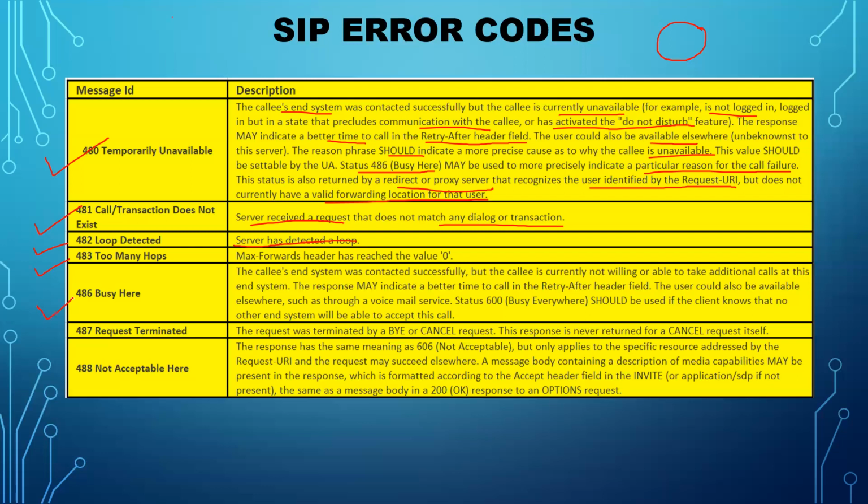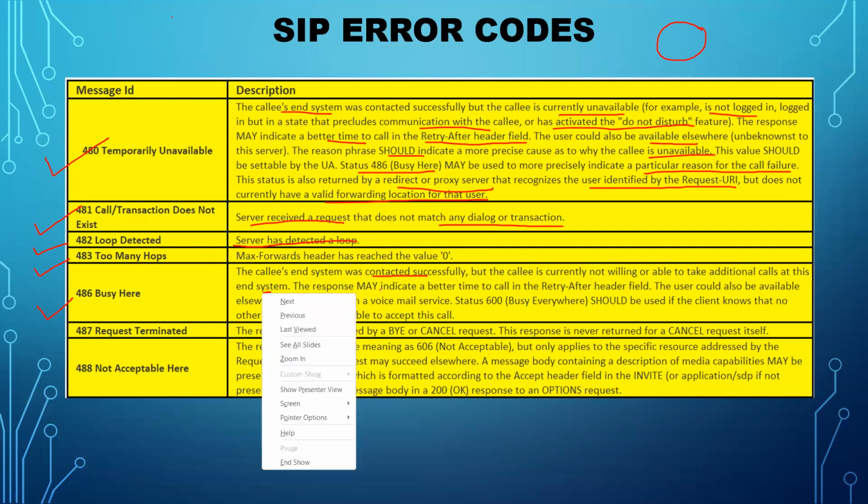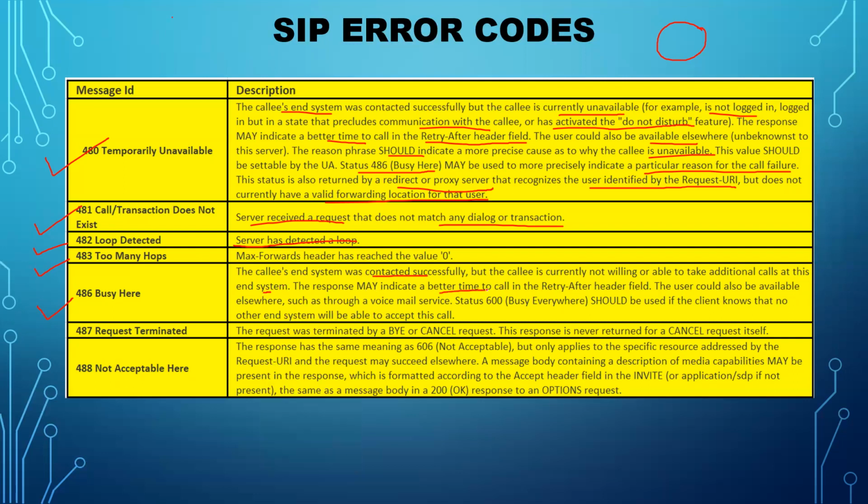Then we have 486 busy here. That means the callee's end system was contacted successfully, and I believe you know 486 busy here because we already discussed it. Once you get a 486 busy here, that means that person is busy. And it will contain why the user is unavailable at that particular point in time. The callee is currently not willing or able to take additional calls at this end system, right? The response may indicate a better time to call in the retry after header field, which we already discussed.